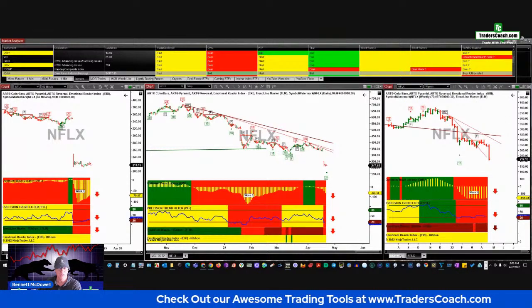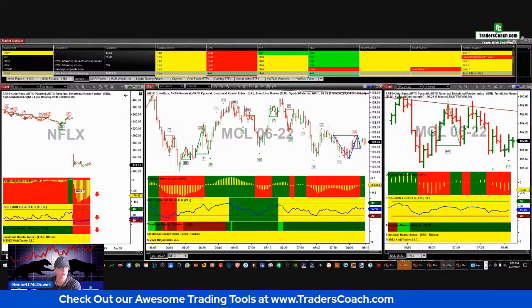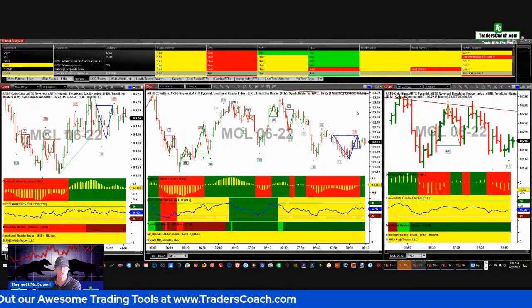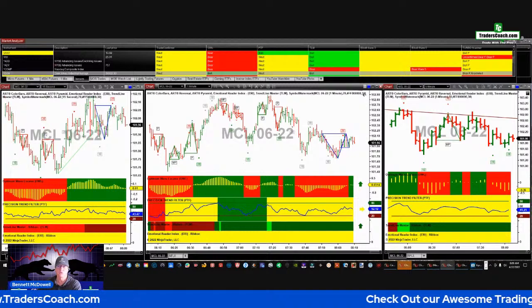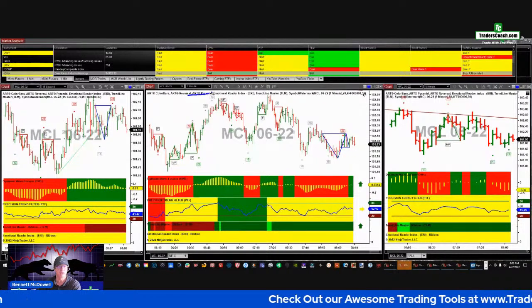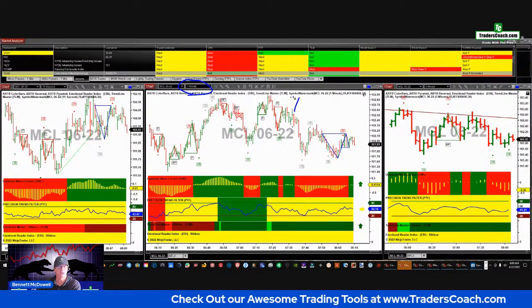Now, if you're a day trader, for example, here's crude oil. Okay, notice crude oil is in a sideways market moving its way down. But on crude oil, if you were trading the 1 minute time frame, that's up here. So this would be your intermediate.